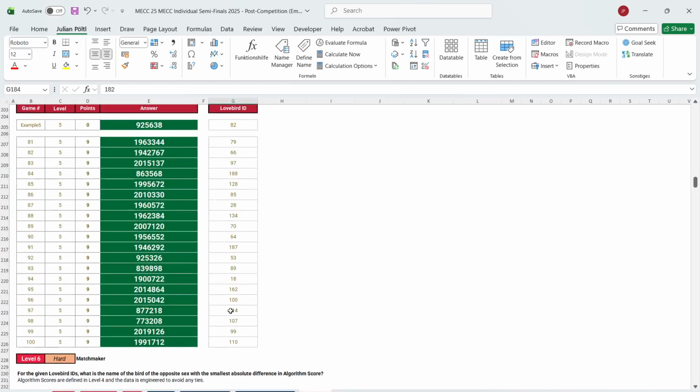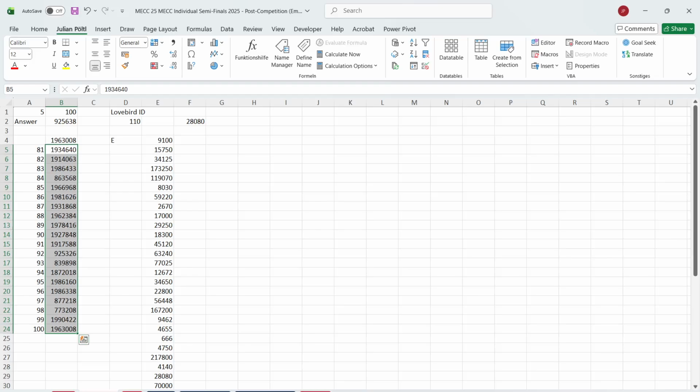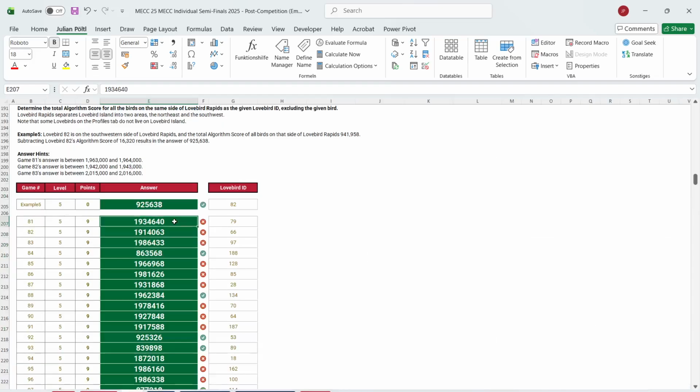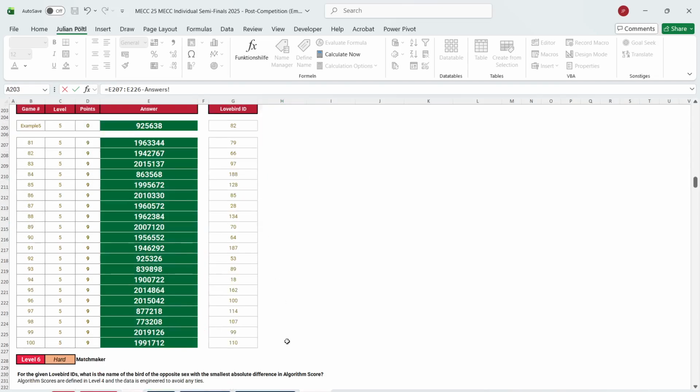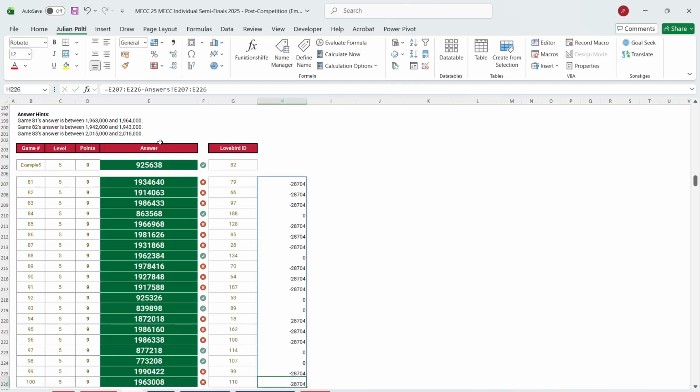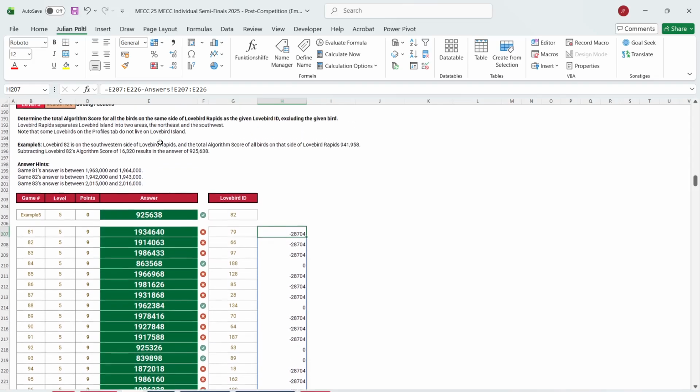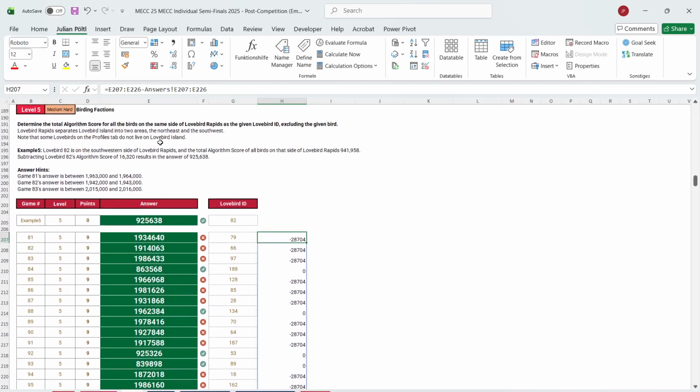God. Okay. It's sometimes not that far away and something is right. So, and it's always the same. It's always the same difference, which is interesting, which is super interesting. 28,704 for all the birds on the same side, excluding the given bird.